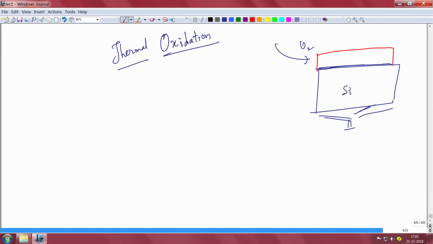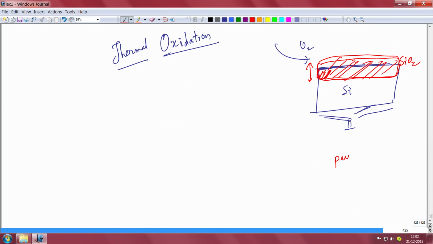This layer of silicon dioxide does not come magically. The silicon actually oxidizes. Some top part of the silicon will oxidize and it will give you a silicon dioxide layer. So that silicon dioxide layer forms because some part of the silicon is oxidized. It will eat away some silicon, okay, because it is oxidized from silicon.